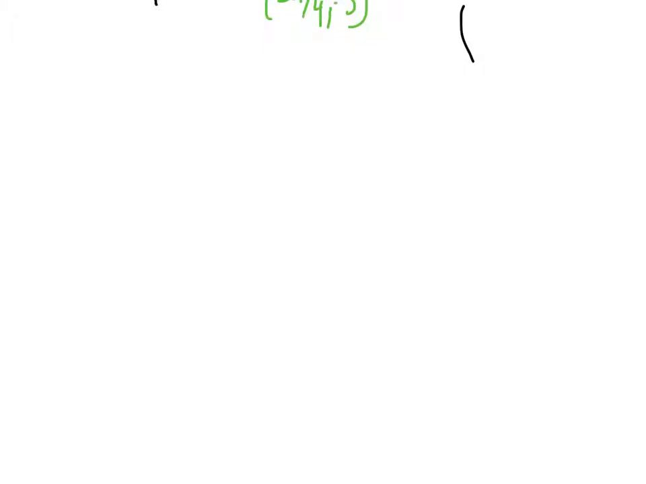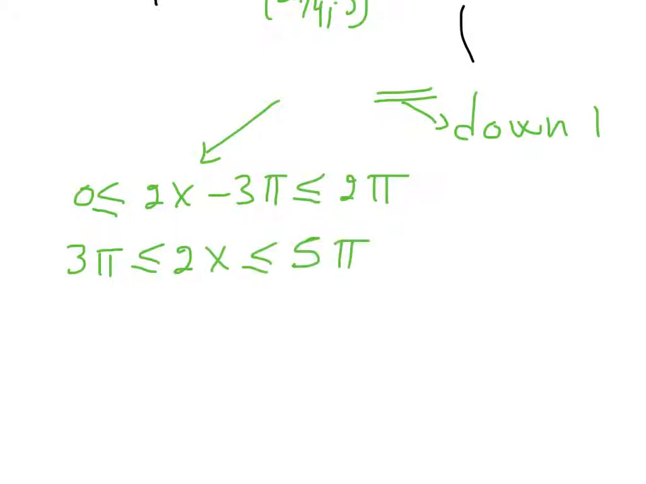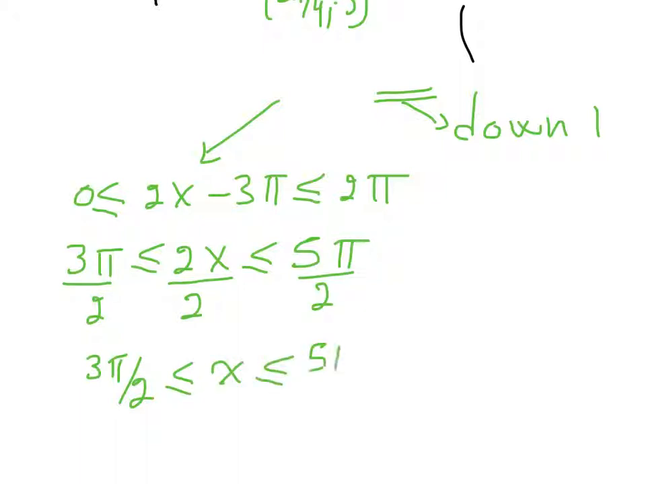Part B. Part B, graphing a cosine function. Let's see, the -1 here tells us we're going to shift down by 1 unit. This is going to give us the period, so we're going to put it between 0 and 2 pi and solve for x. To solve for x, you're going to add 3 pi, and you're ending up with 3 pi less than or equal to 2x less than or equal to 5 pi. To solve for x, we're going to end up dividing by 2. And this one is going to go from 3 pi over 2 all the way to 5 pi over 2.